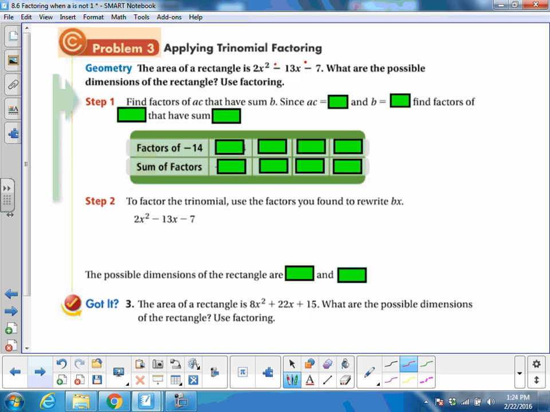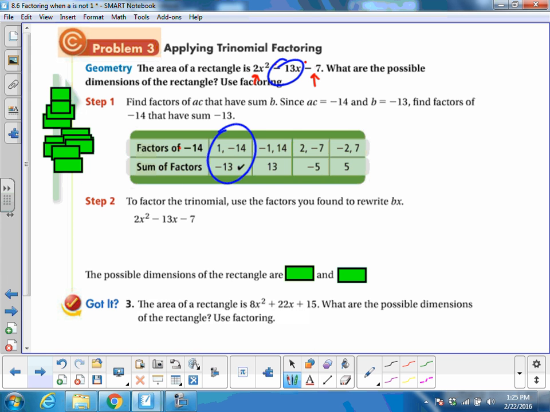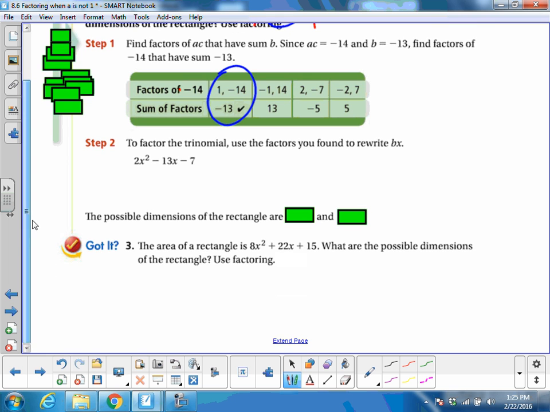We want the dimensions of the rectangle. So we're going to again find the factors of A and C, those multiplied together. So we've got 2 times C, which is negative 14, and they've got to give me a sum of negative 13. Because the product is negative 14, one's going to be positive and one's going to be negative, and here are my options. I'm looking for one that is going to have a sum of negative 13. So that tells me that one of them is going to be more negative than the other, which puts me right here. So let's factor this out.